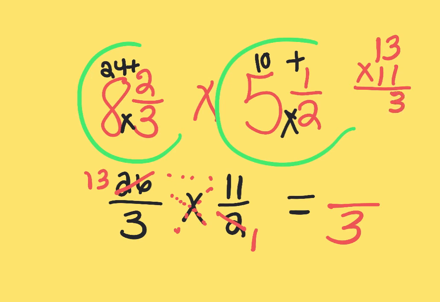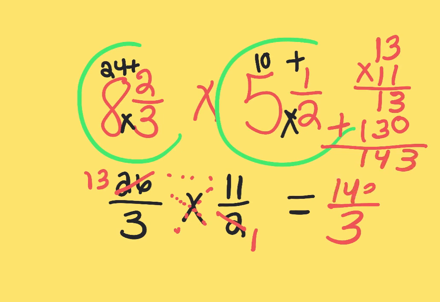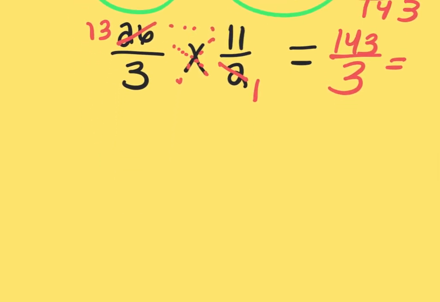1 times 3 is 3. 1 times 1 is 1. Bring down a 0. 1 times 3 is 3. 1 times 1 is 1. I add. I get 143. Now, I know that 143/3 is an improper fraction. I'm going to have to convert it into a mixed number.